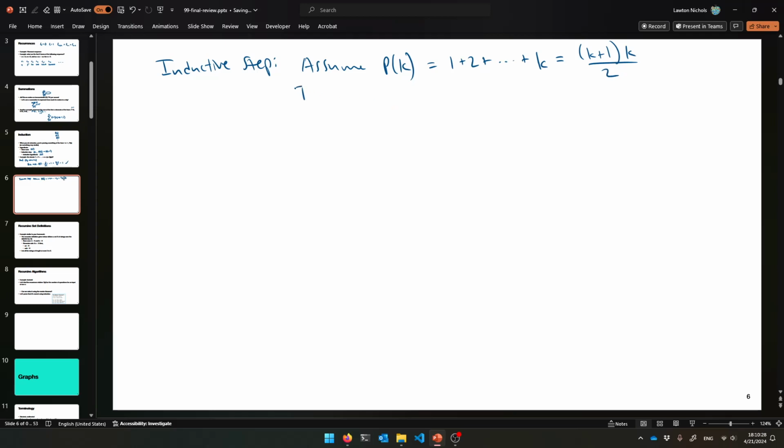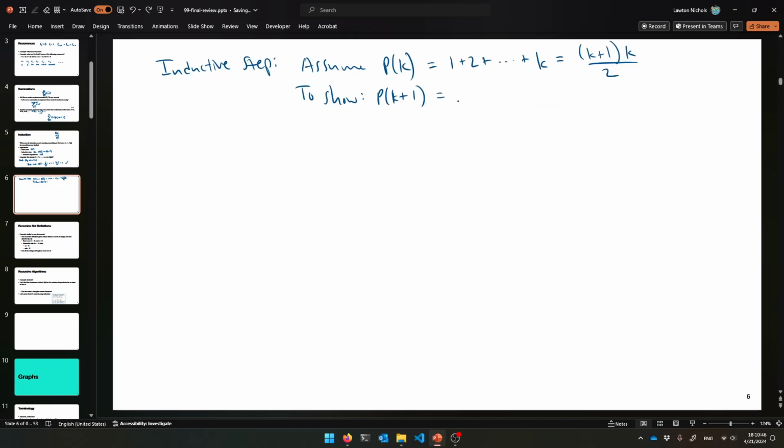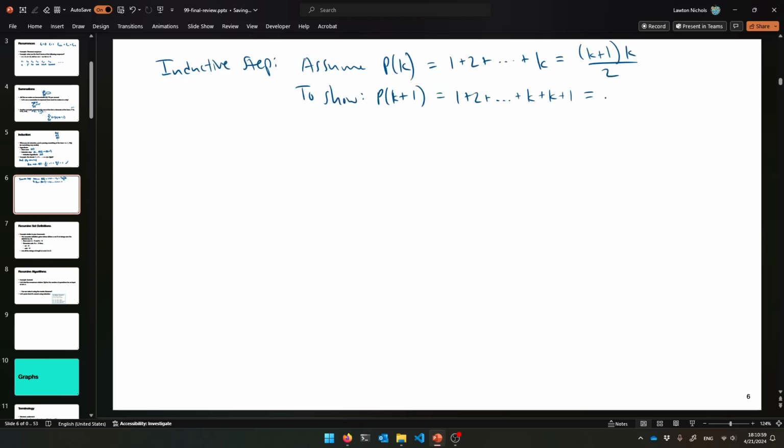What we need to show is this. That's P of k plus 1, right? P of k plus 1 is what we want to show. Show that we can use that to get this. And that's equal to, well, just take this and fill it in with k plus 1. So we've got 1 plus 2 plus dot dot dot all the way up to k plus 1. That's equal to this closed form: k plus 1 plus 1, so k plus 2, times k plus 1 over 2. That's what we need to show now.